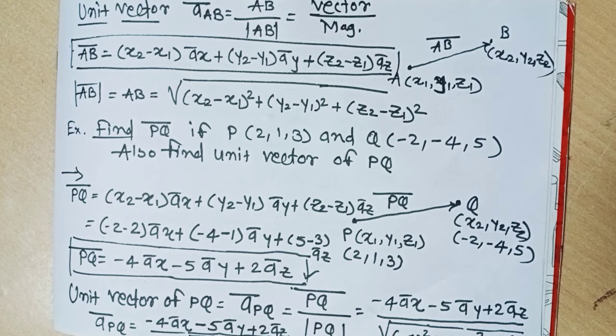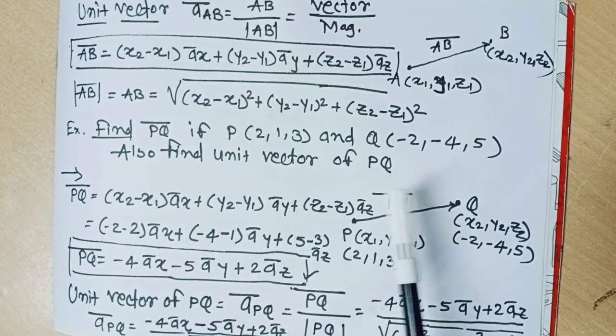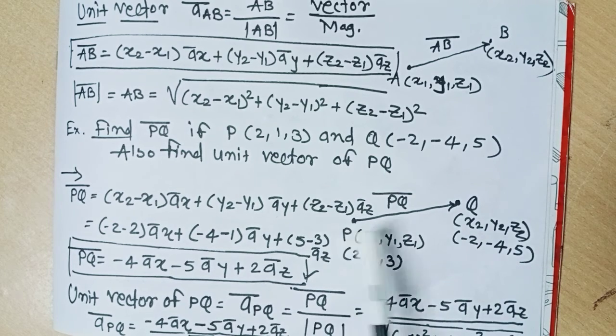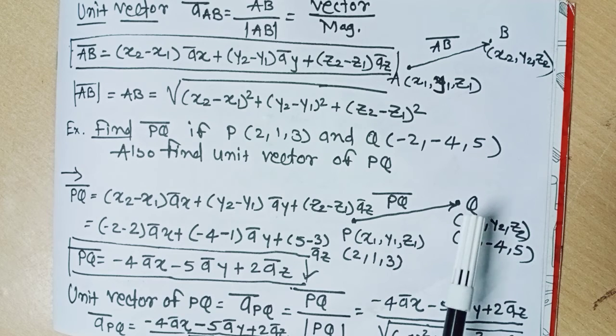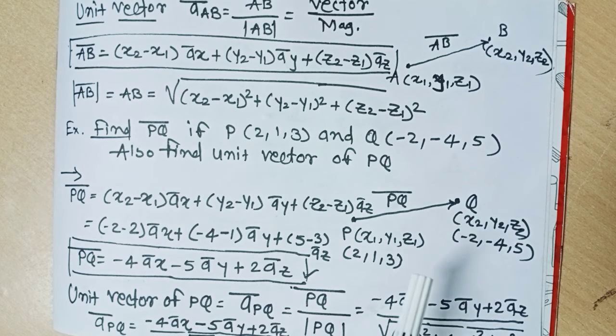We should remember one thing here: the end coordinates have to be subtracted, meaning you have to subtract the starting coordinate from the end coordinate. So this has to be kept in mind. Unit vector is equal to vector upon magnitude. This is another important thing.